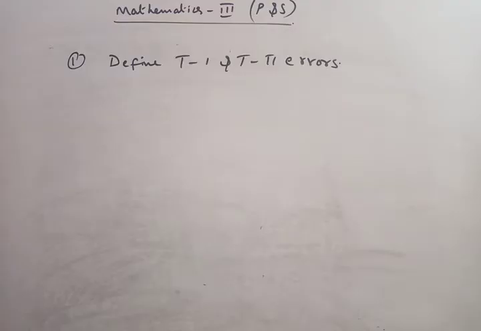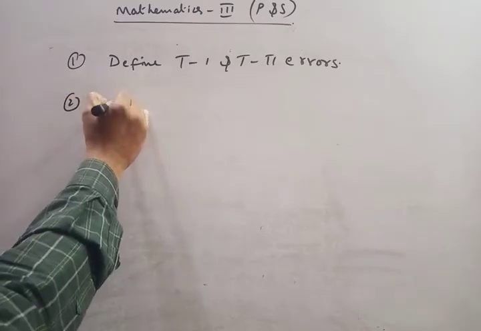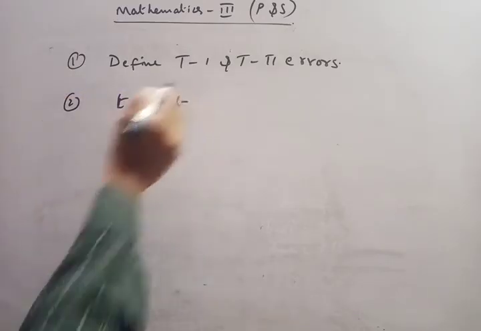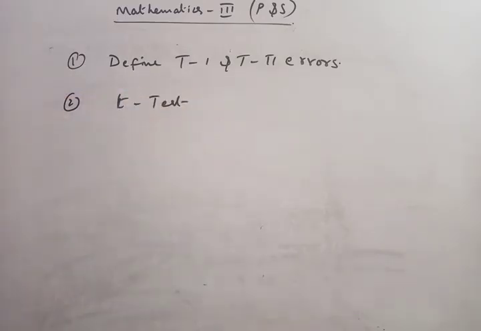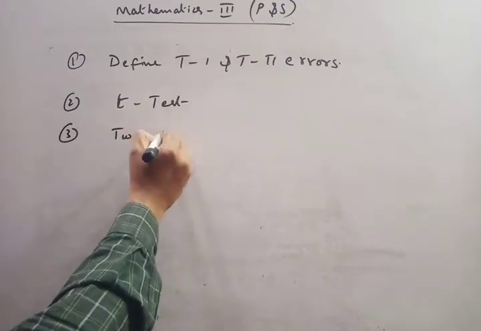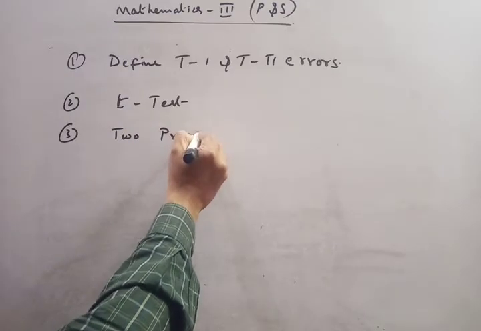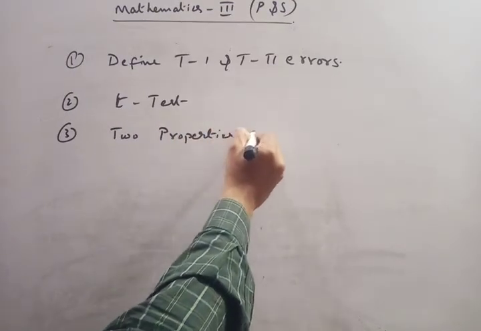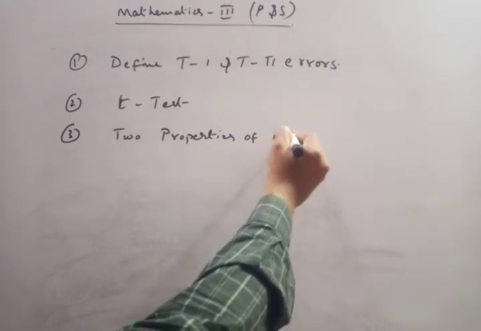Next one he gave, explain briefly F test. It already came. Next one, write about t test. He's asking about the small t test. This is from unit 5. Next, he's asking, write any 2 properties of normal probability curve. 2 properties of normal curve.